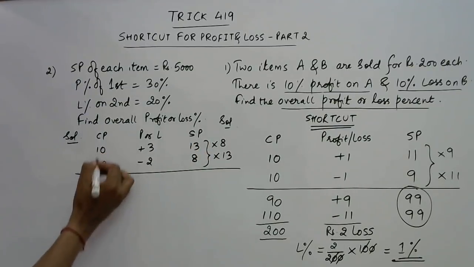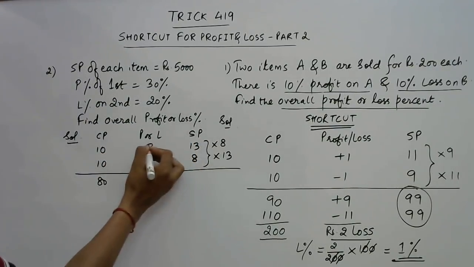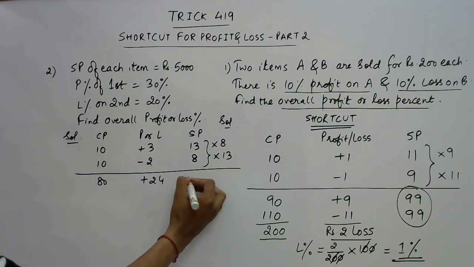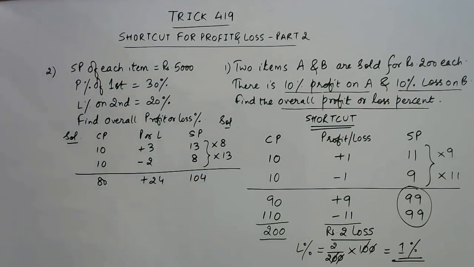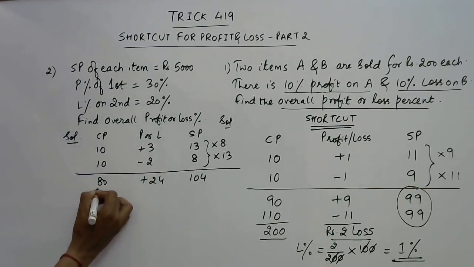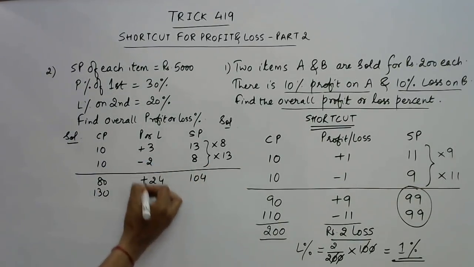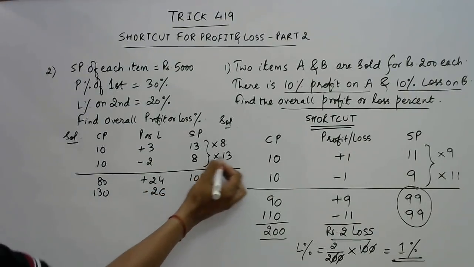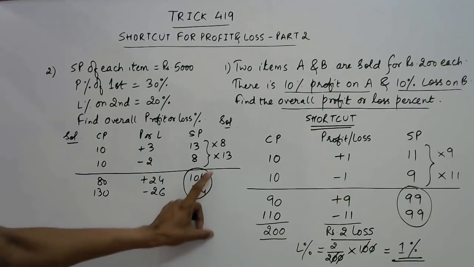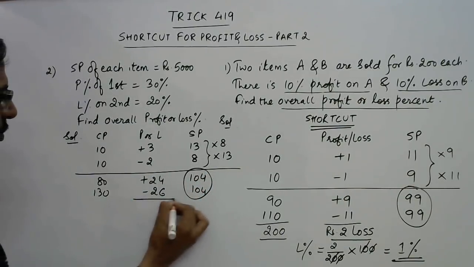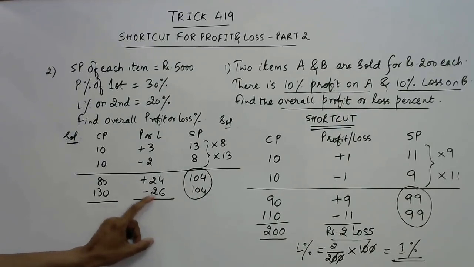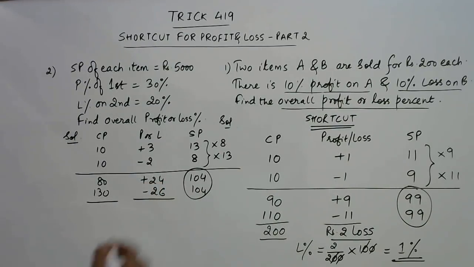Here I have 8 into 10, 80. 8 into 3, 24. So plus 24. And 13 into 8, that is 104. Now the second row, 13 into 10, 130. 13 into minus 2, minus 26. And 13 into 8, 104. Now I don't need to consider these two. Just solve for the overall quantity which we obtain by adding these two.